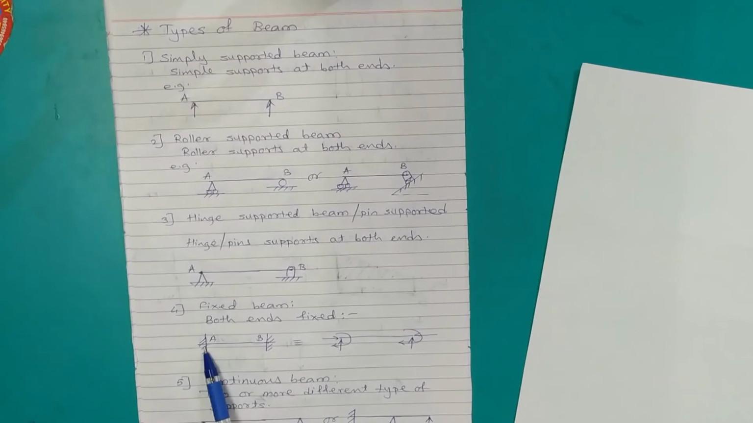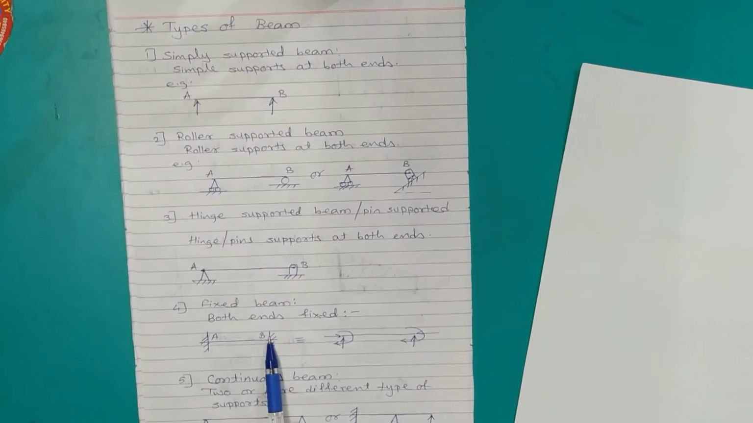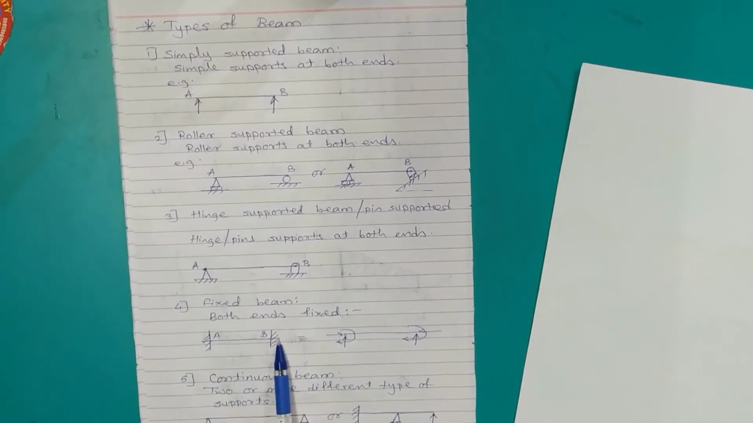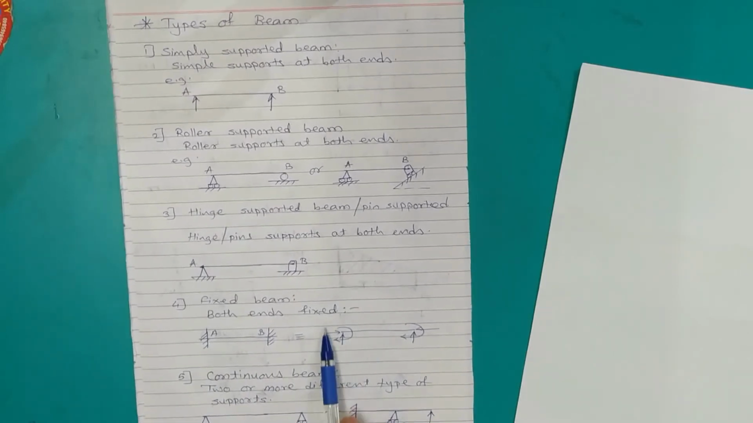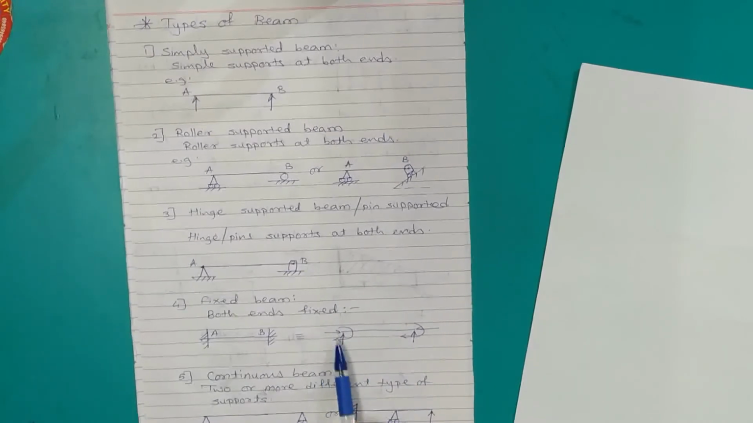Of course, for a fixed end we know there should be 3 reactions, horizontal, vertical and one moment. So if we have both the ends of the given beam fixed, we are going to have in all total 6 reactions, horizontal, vertical and a moment, each at each end.